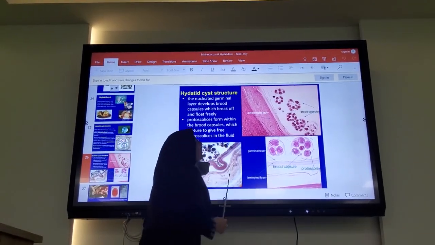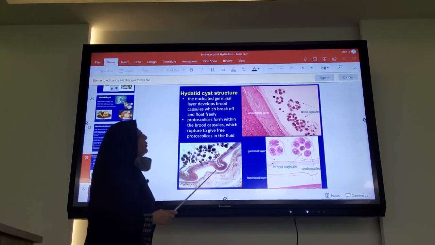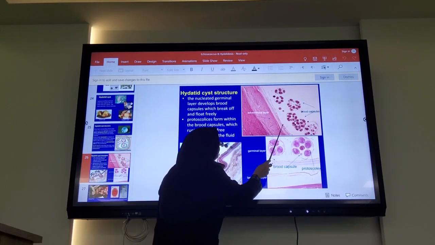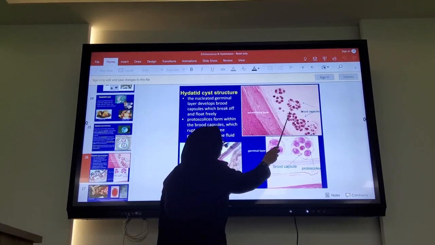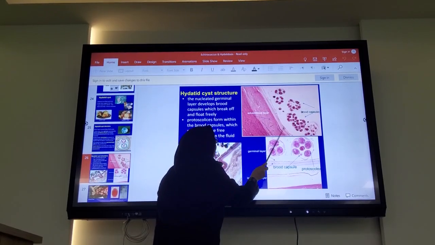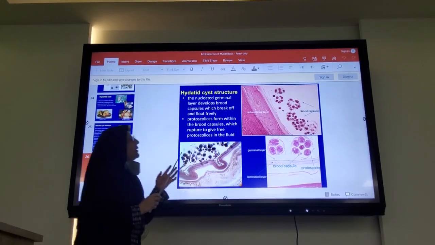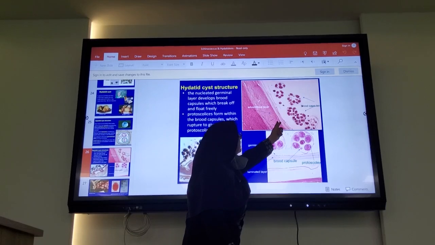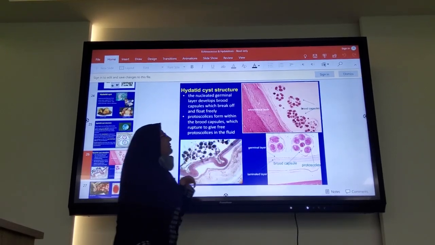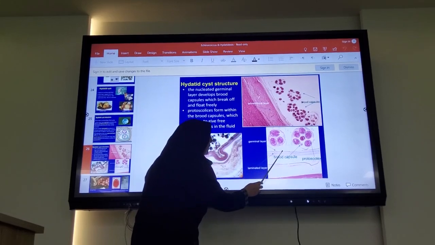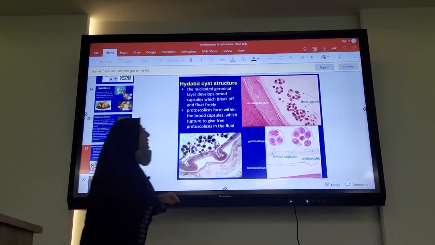Here is an actual cyst. This section is stained with hematoxylin and eosin. This is the liver. This is the fibrotic tissue of the host. This is the laminated layer, germinal layer, protoscoleces, and brood capsule. As you notice, the germinal layer is darker compared to the laminated layer. Okay, this is brood capsule, protoscoleces, germinal layer, and laminated layer.